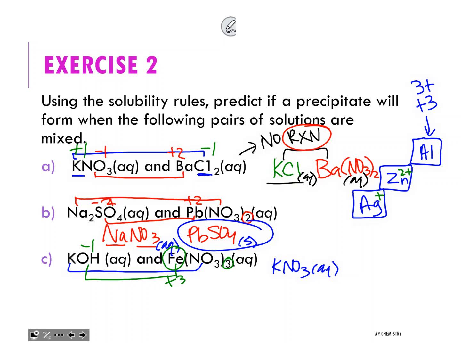So when we combine the -1 with the +3, how many hydroxides do we need? We need 3. Now, if we look at our solubility rules, what does it tell us about hydroxides? They're insoluble except for when they're with alkali metals or ammonia. So, this one is our solid. This is the one that's going to precipitate. All right.